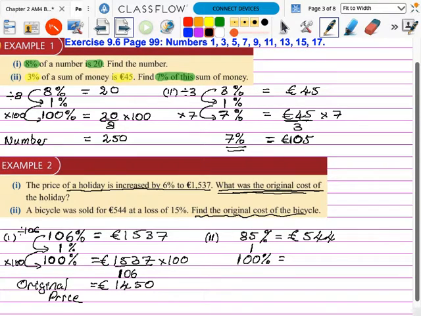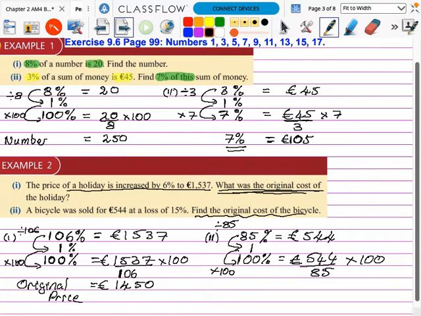We know we go through 1. We have to divide to get to 1. So we're going to divide by 85. To get from 1 to 100, we're going to multiply. So we multiply by 100. And over here, we're going to have 544. Do the same on the right as you did on the left. Divide by 85 and then multiply by 100.